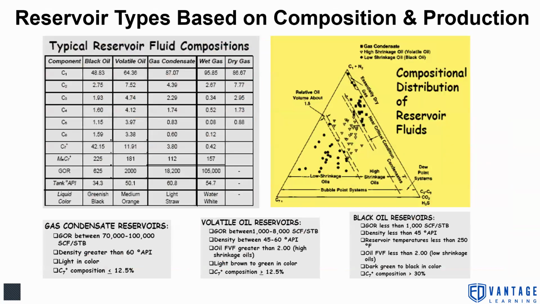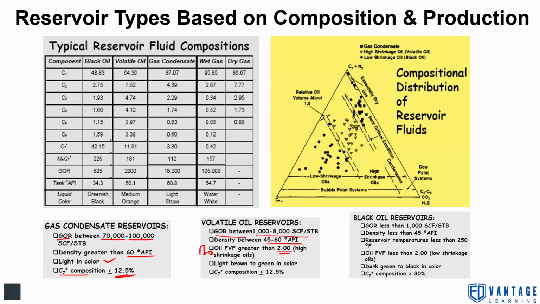Also, reservoir types based on composition and production. So, gas condensate reservoirs have GORs, which is gas oil ratio, where the oil is actually condensate, between 70,000 to 1 lakh SCF per STB. SCF is standard cubic feet, and STB is stock tank barrel. Gas condensate reservoirs have density greater than 60 degrees API. They are light in color, and the composition of C7 plus is close to 12.5% because they have rich components or heavier components. Similarly, volatile oil reservoirs have GOR between 1000 to 8000 SCF per STB. Density is in between 45 to 60 degrees API. Oil FVF, which is Bo, is greater than 2.